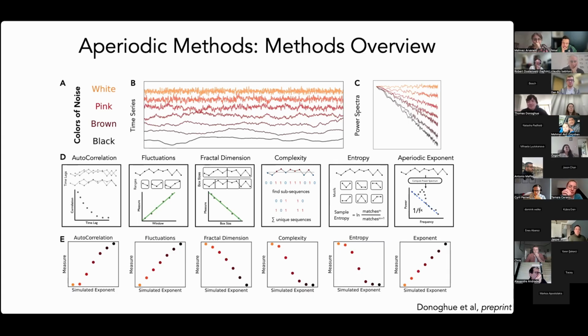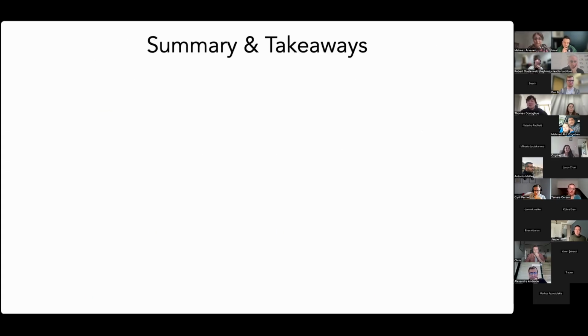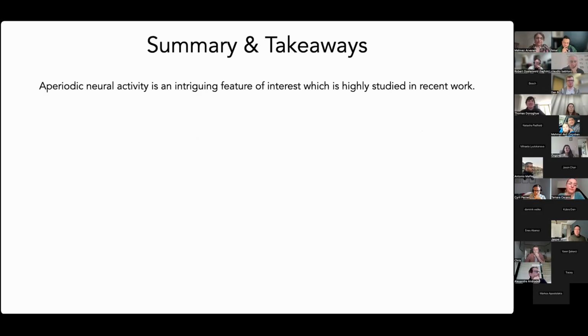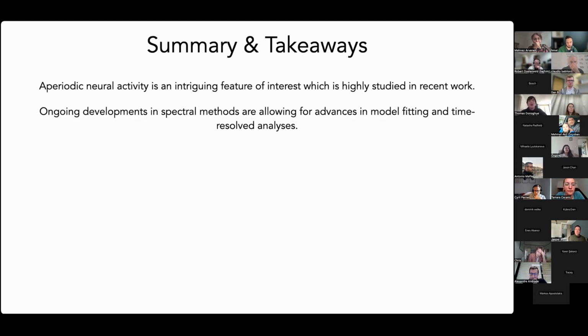And so basically, I think there's a lot of interesting relationships with a disconnected literature about this. And so my summary and takeaways here are that aperiodic neural activity, I think, is an intriguing feature of interest. It's highly cited in recent work, even though it's quite new, and there's a lot more to be done about it.